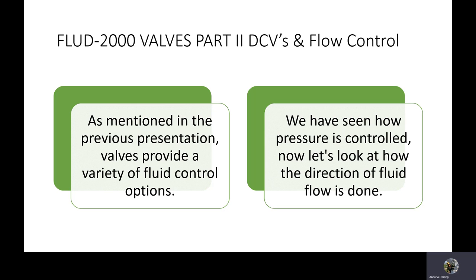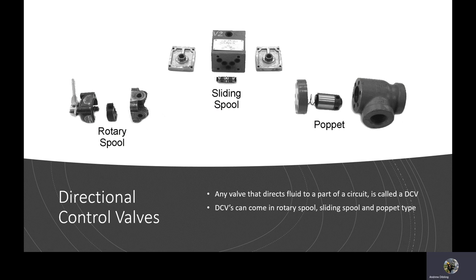Now we're going to see what you can do by changing the direction of the fluid and what that can do for you. So directional control valves are pretty common devices. And here you have 3 of the most common types. On the left, you have the rotary spool, which is manually operated and moves by having a cam move inside of the case, opening and closing off ports that allow fluid to flow through.